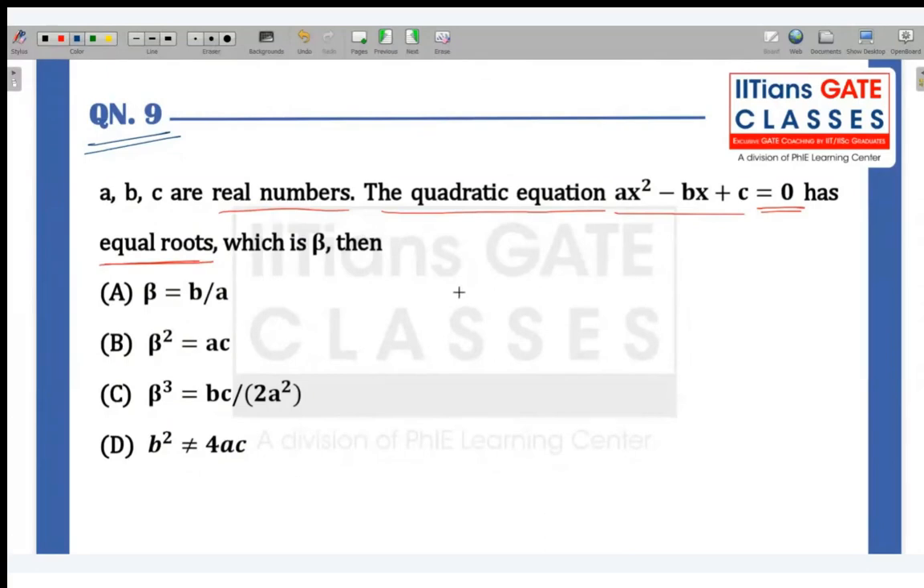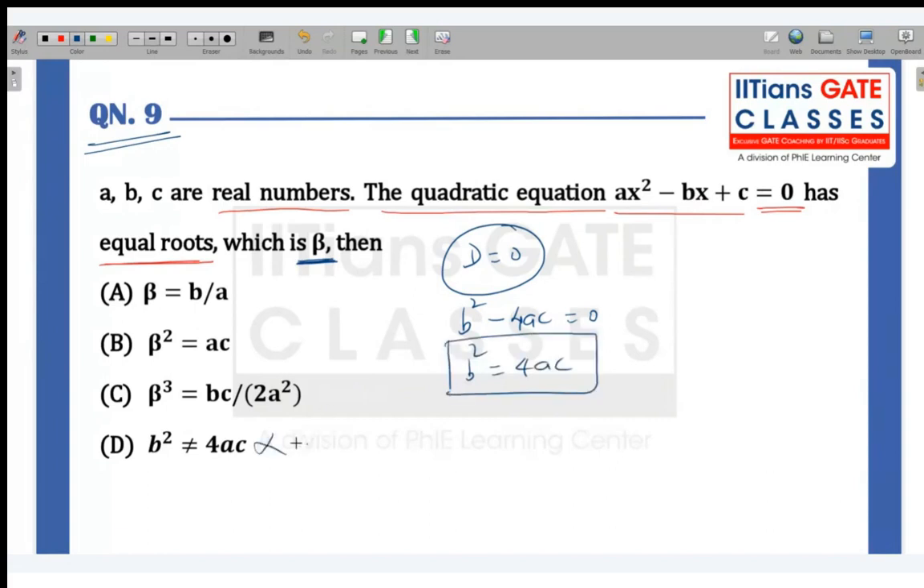So let us read here. You see here, the discriminant is going to be 0 once the roots are equal, right? So what is the discriminant? b square minus 4ac equal to 0. Okay, so here the quadratic equation has the equal root, that is beta here, right? So the roots are beta. So b square minus 4ac should be equal to 0. So this option is not going to be correct directly.